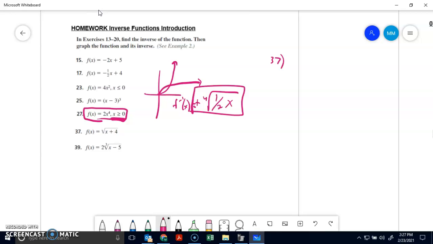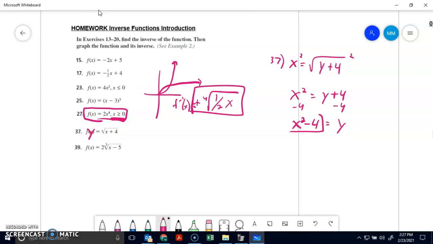37, we're going to switch. This is like y, so we're going to switch x and y. X equals the square root of y plus 4. I'm going to square both sides. X squared equals y plus 4. Oops. There we go. And then I'm going to subtract 4. And that equals y. So I have x squared minus 4.